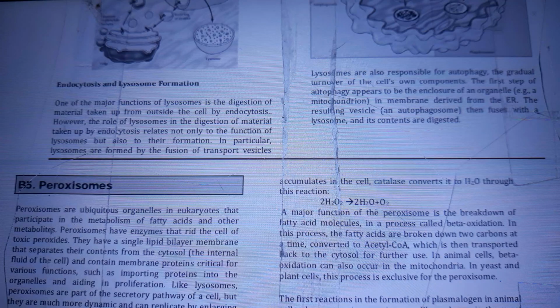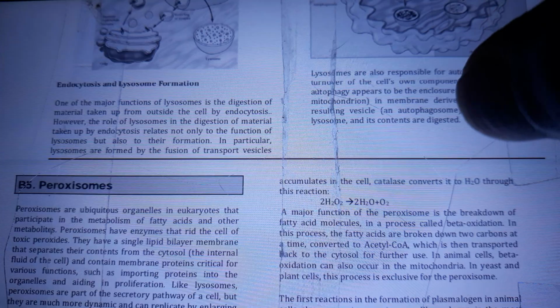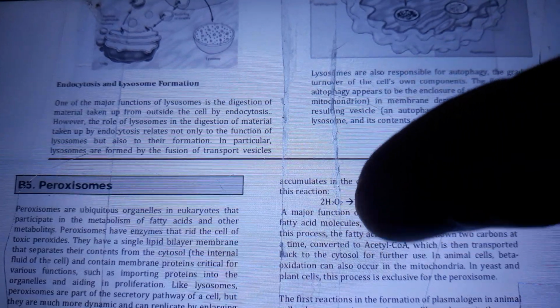Lysosomes are also responsible for autophagy, the gradual turnover of the cell's own components. The first step of autophagy appears to be the enclosure of an organelle, for example a mitochondrion, in membrane derived from the ER. The resulting vesicle, an autophagosome, then fuses with the lysosome, and its contents are digested. So that's it about phagocytosis and autophagy. We're going on to the next topic.